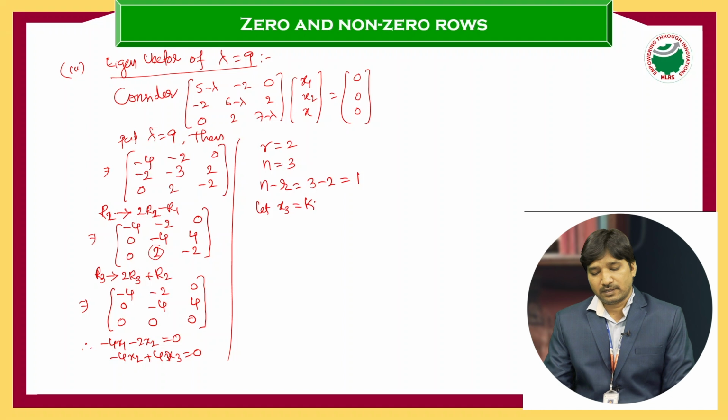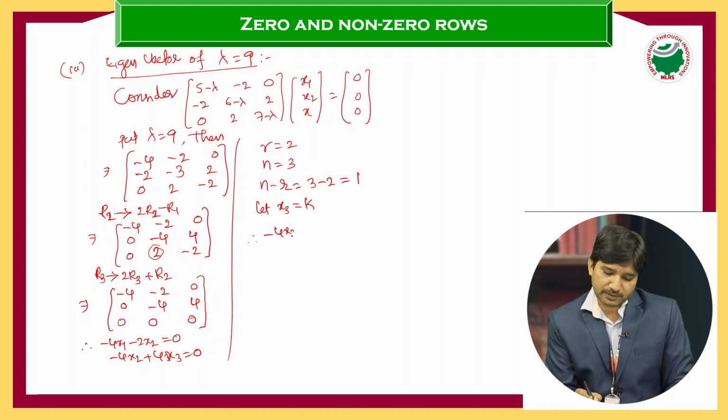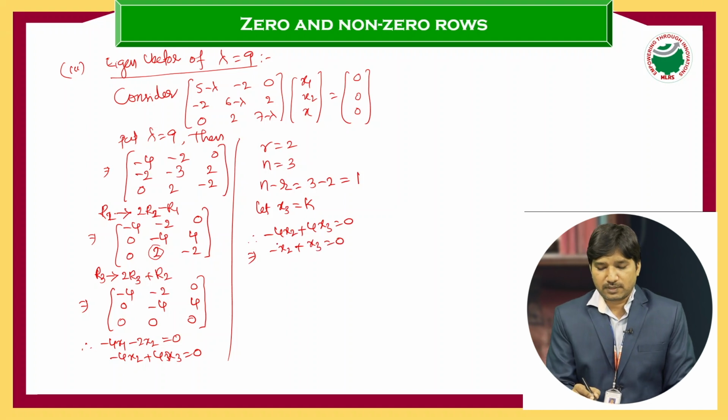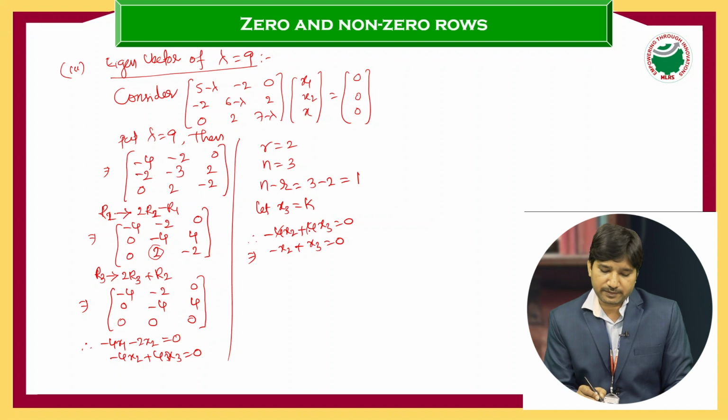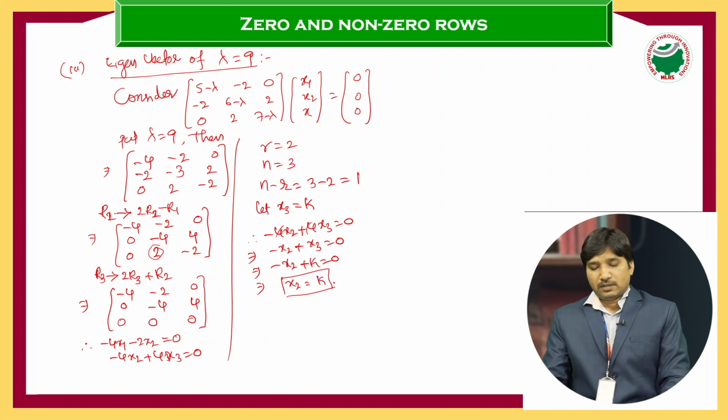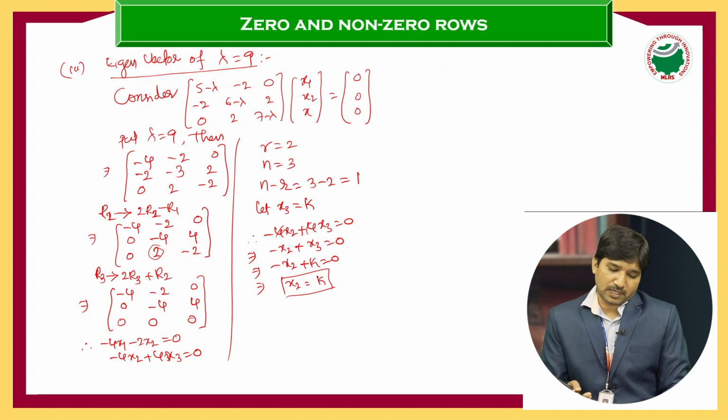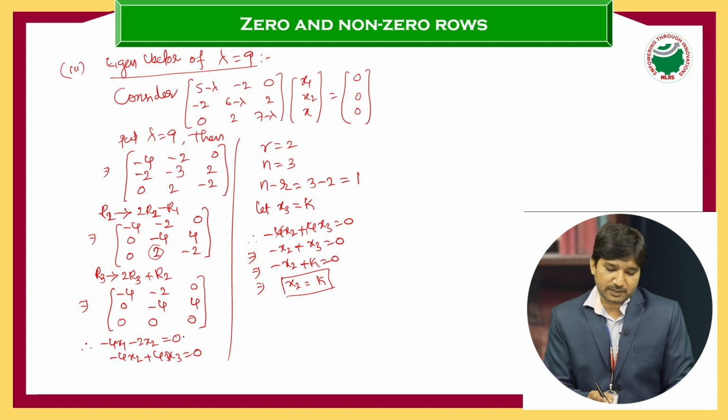Let us assume x3 equal to k. Substitute in the second equation: minus 4x2 plus 4x3 equal to 0. That means minus x2 plus x3 equal to 0, as the 4s cancel. Substituting the value, minus x2 plus k equal to 0, so x2 equal to k. Again, substitute the x2 value in the first equation to get x1.